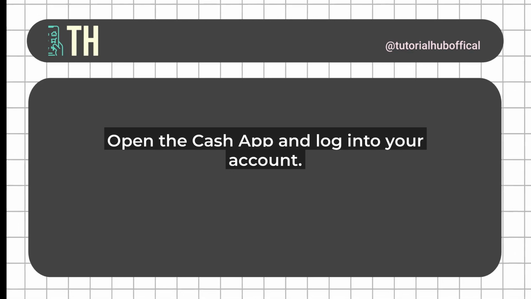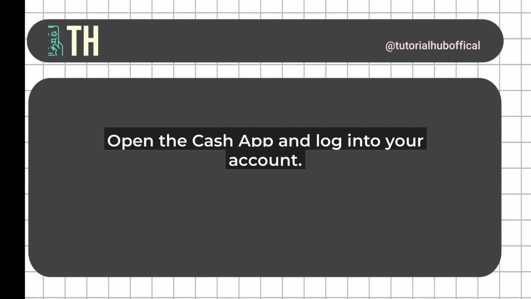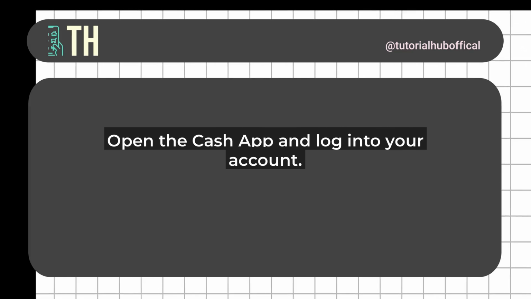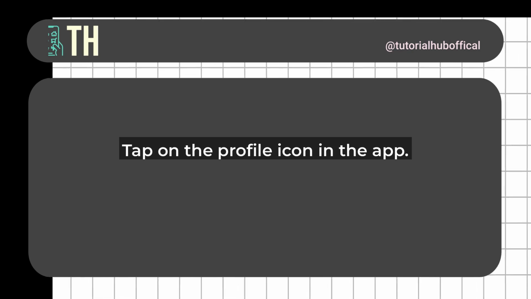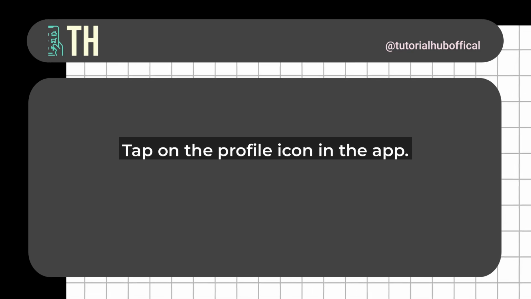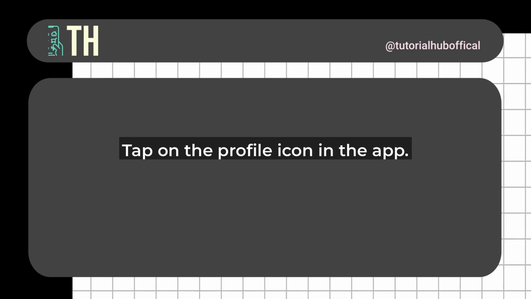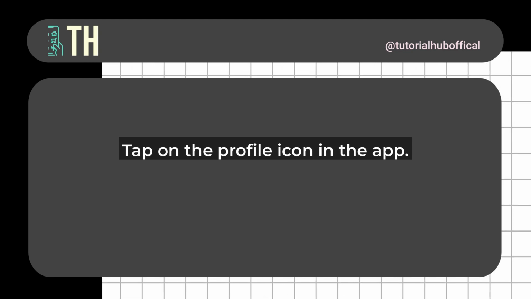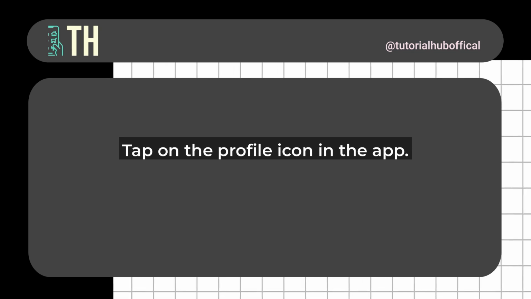Let's jump right in. First things first, make sure you have the Cash App installed on your smartphone and that you're logged into your account. It's always a good idea to be in a secure location when handling your financial details. Once you're in, tap on the profile icon. That's usually in the top right or bottom right corner, depending on your app version.